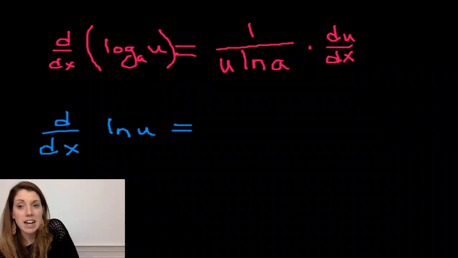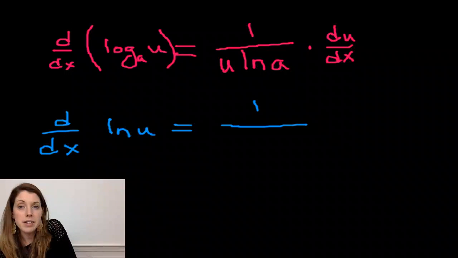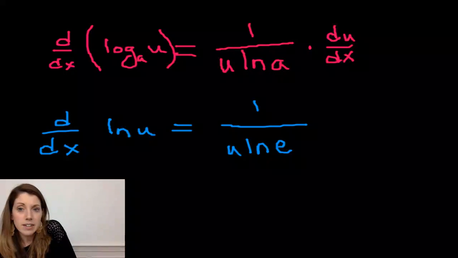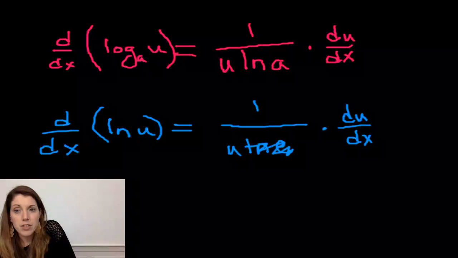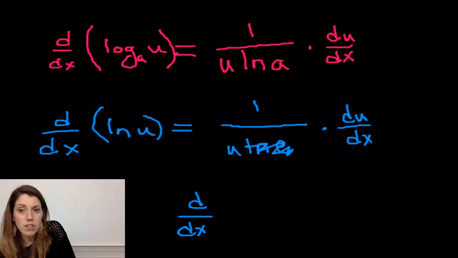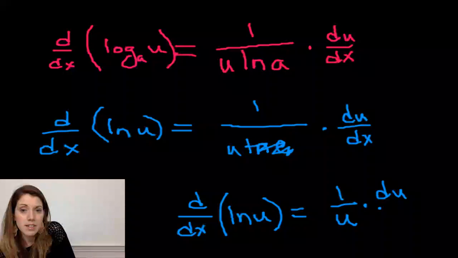Okay, what happens if we have natural log, where we have a base of e? Well, we use the same formula. We would have 1 over the function u, but we would have natural log of e times the derivative of the inside function. And just like in the topic 1 video, we remember that natural log of e is really log base e of e. That is just 1, so that goes away. It's u times 1. And so that shows us that the derivative with respect to x of the natural log of some function u is just 1 over u du dx.